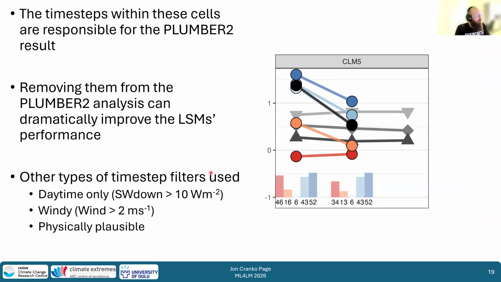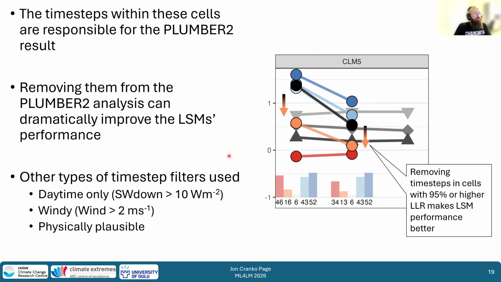But what does this actually mean for the PLUMBER2 results? So we've identified these time steps where our model could be doing better. So if our model did do better there, would our PLUMBER2 results, that land surface models are outperformed by linear regressions, improve? Well, to test this, we simply removed the time steps from the analysis. So we recalculated the PLUMBER2 metrics after removing various different time steps based on different conditions and filters.